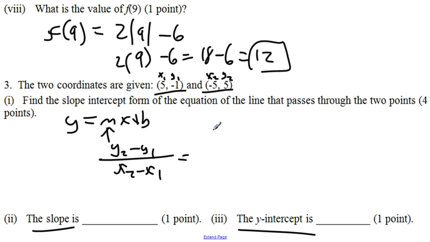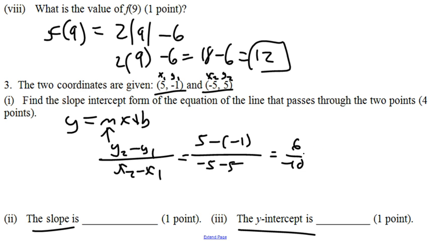y2 minus y1. So 5 minus a negative 1. Negative 5 minus 5 equals 6 over negative 10. Well, I can reduce this, right? I mean, look, 2 goes into both of them. So 2 goes into 6 3 times. 2 goes into negative 10 negative 5 times. So this is my m, or known as my slope.